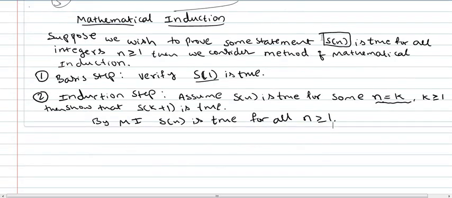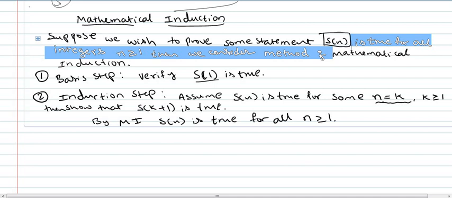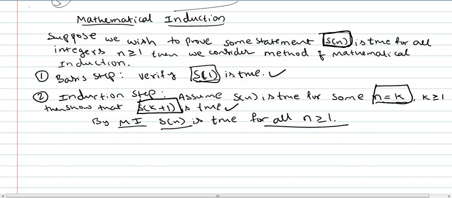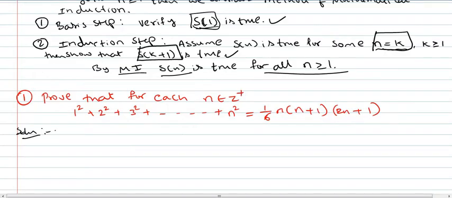So in short, first we consider S of n, then we verify that it is true for n equal to 1. If it is true, then assume that it is true for n equal to k, and prove that it is true for n equal to k plus 1 also. If this happens, then the conclusion is that by mathematical induction S of n is true for all n greater than or equal to 1. Now let us take one example. Let us consider S of n as the given statement.